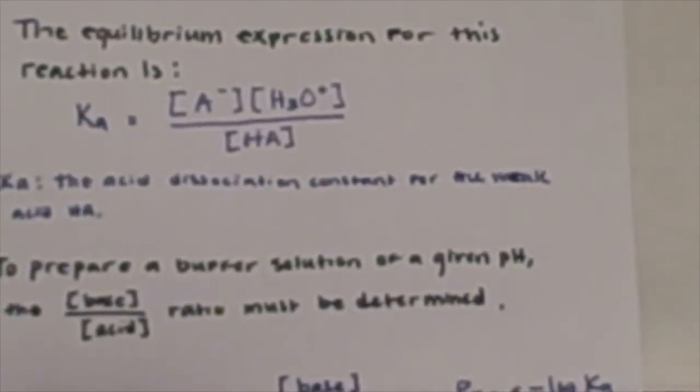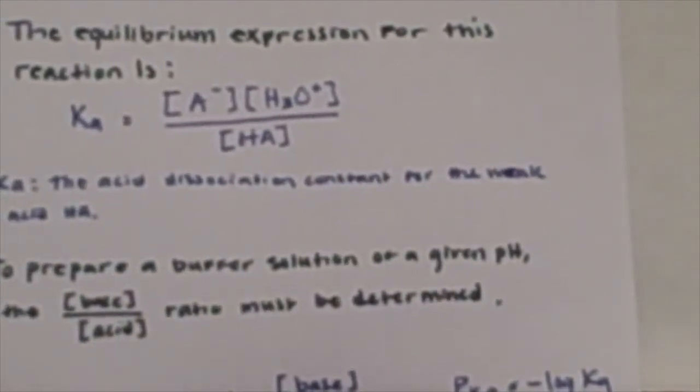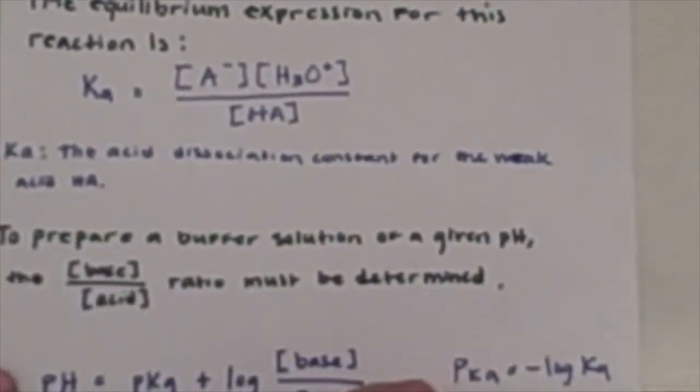Another way, which is sometimes referred to, is if we add the concentration of acid plus the concentration of the base, you should get the concentration of the buffer.